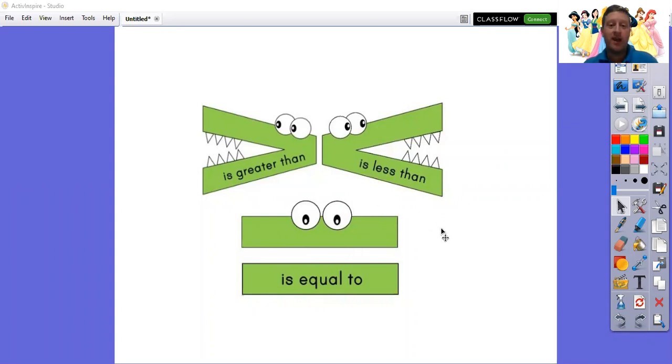And when I teach this one, I like to use the crocodile's mouth because the crocodile will always eat the biggest number. The crocodile is very, very hungry. So he wants to eat the biggest amount or the biggest number. Okay, guys? So if the crocodile's mouth is facing this way, we will say greater than. If the crocodile's mouth is facing this way, we will say less than. And if we have the crocodile's mouth like this, we will say equal to. Okay, so let's take a look at what the crocodile wants to eat.